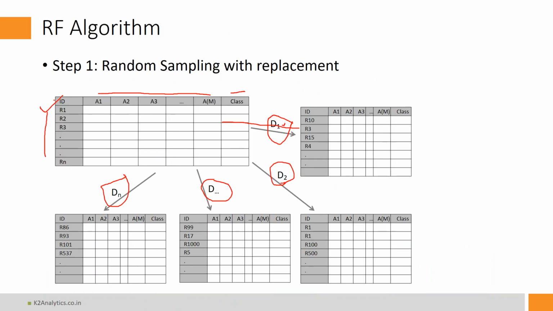Second question is, what should be the value of N? In the background, I said there is a multitude of trees which are going to be created. That multitude of trees should be 50 or it should be 500. That is another problem. These are something which we have to find out, what is optimal for our data. We'll see that.